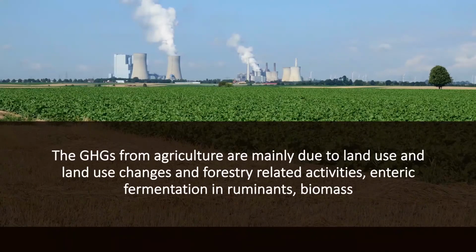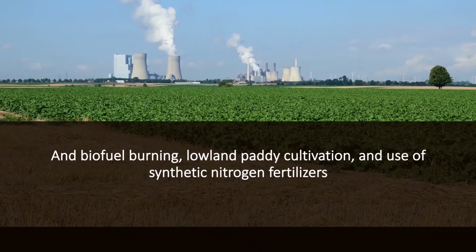The greenhouse gas emissions from the agriculture sector are mainly because of land use changes. Also the livestock, I'm talking about the ruminant fermentations, and as I told you, the biomass and crop residue burning or biofuel burning. And the most important thing as far as our country is concerned is the lowland paddy cultivation. All these related agricultural activities contribute to the increase in greenhouse gas emissions.